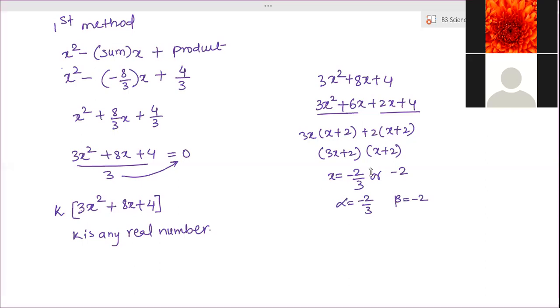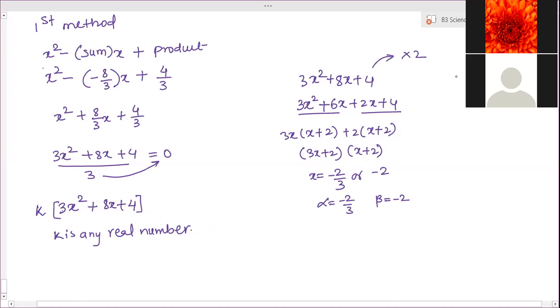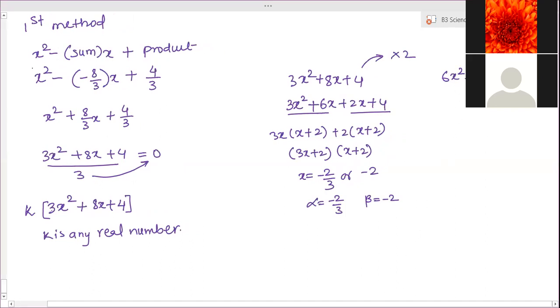Now I will multiply this equation with any number. Suppose I will multiply it with 2. This equation I will multiply with 2. So what will be the equation now? 6x square plus 16x plus 8. Now try to factorize. 6 eights are 48, 12 and 4 make 48.